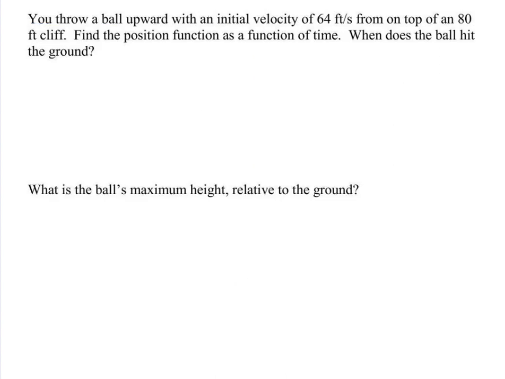Slightly different problem this time. You throw a ball upward this time with an initial velocity of 64 feet per second from on top of an 80-foot cliff. Find the position function as a function of time. When does the ball hit the ground? So there's a lot more going on in this problem. But still, the only information I have to give you is right there. That's all the given information.